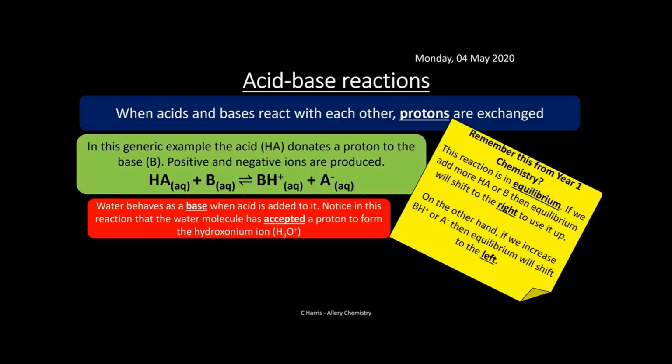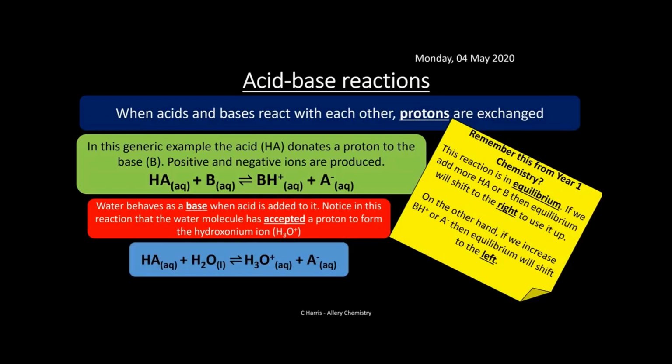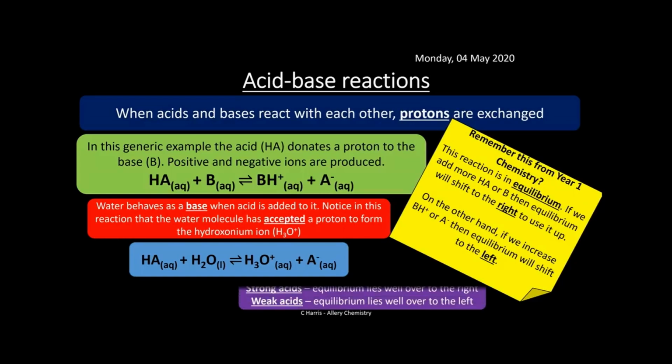Water behaves as a base when acid is added to it. Notice in this reaction that the water molecule has accepted a proton to form the hydroxonium ion. So here's the acid, HA, reacting with the water molecule, and water here is accepting a proton to form H3O+. So water is actually a base in here, and HA is the acid. Remember, always look for where that proton's going.